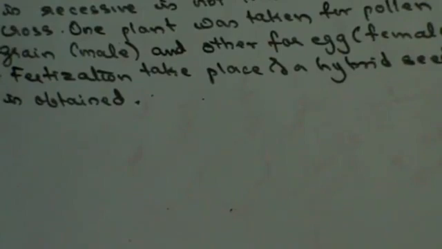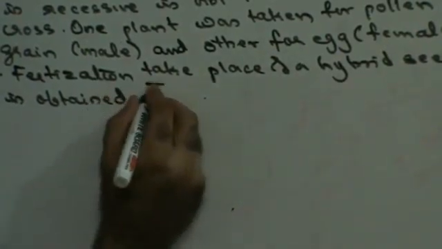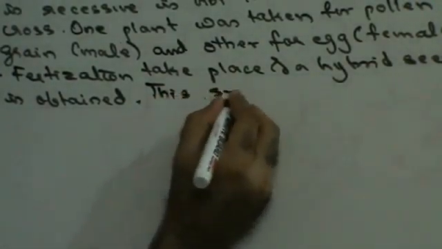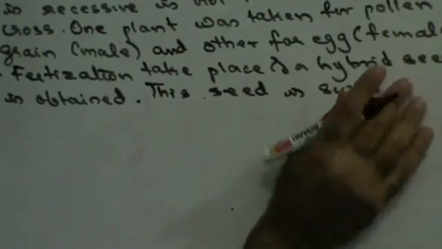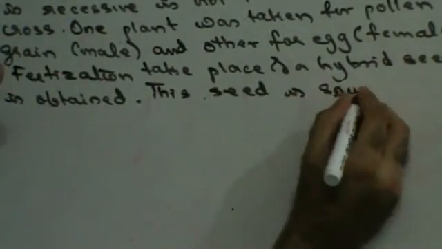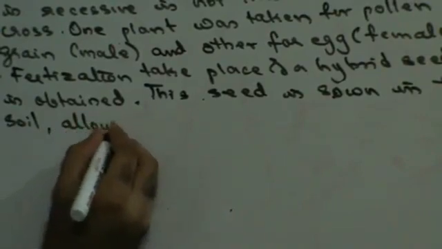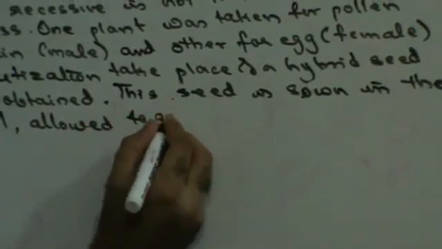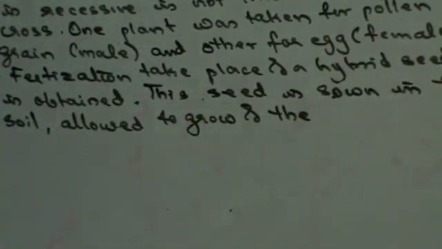Fertilization takes place and a hybrid seed is obtained. This seed is sown in the soil, allowed to grow, and the expression is noted.